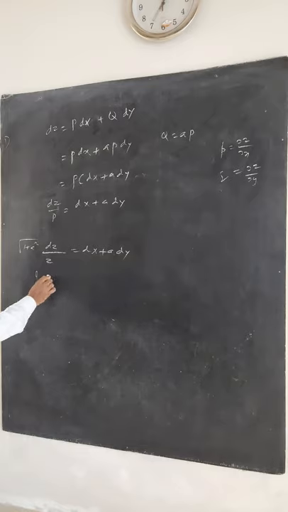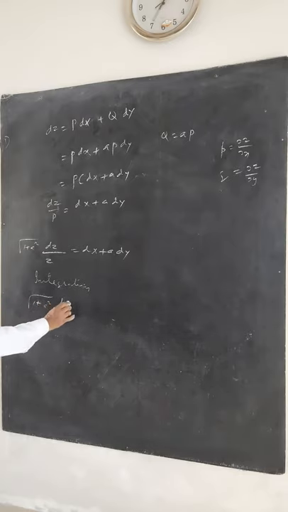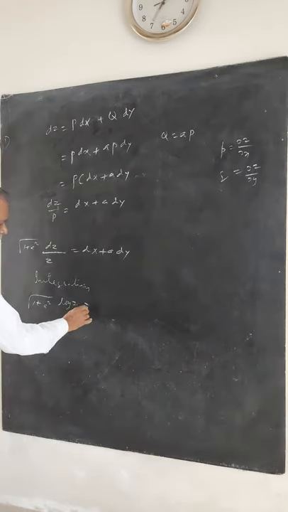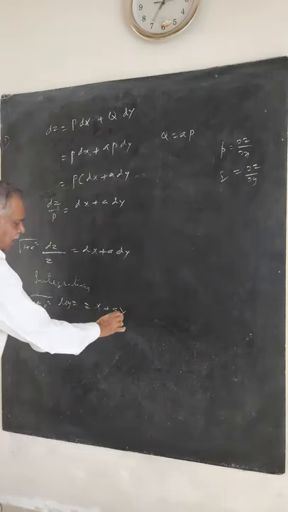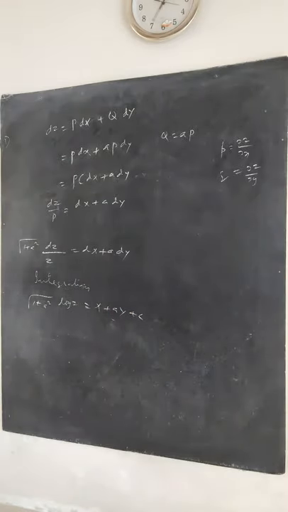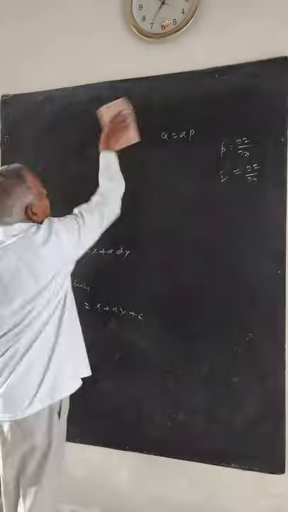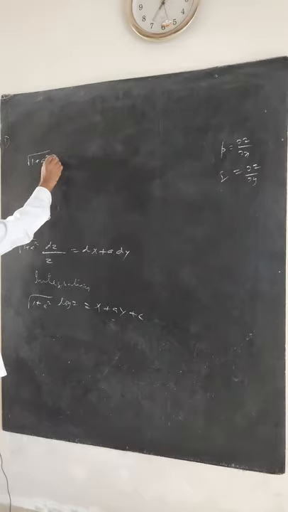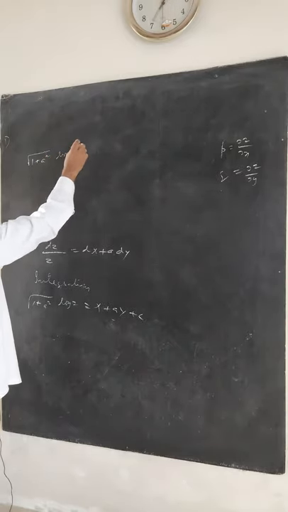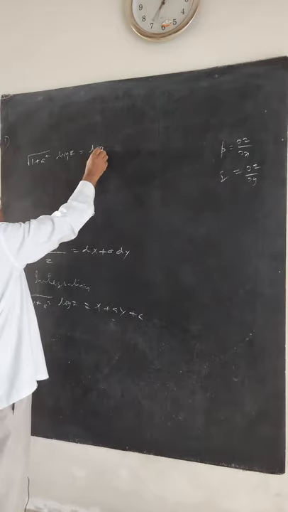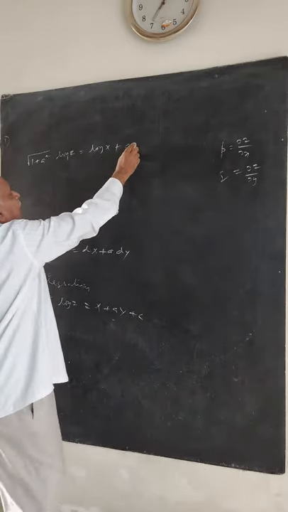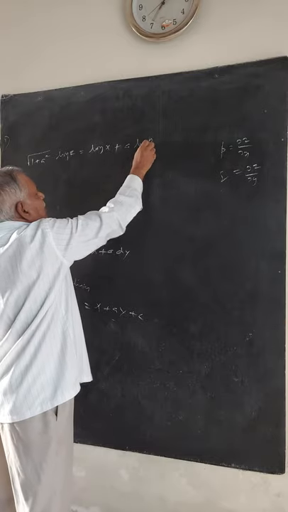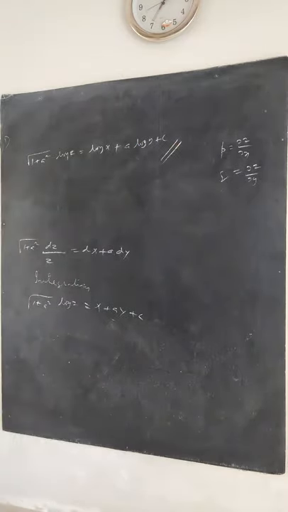Integrating, root of 1 plus A square log z. Integration of dX is capital X, capital Y plus C. Root of 1 plus A square log z equals capital X plus A capital Y plus C. Capital X is log x, already we have taken in the beginning. Capital Y is log y plus C is the answer.